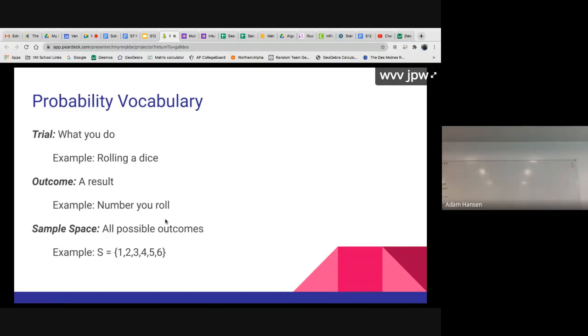All possible outcomes to rolling a dice are what numbers? Play Monopoly, you roll a dice. What are the numbers on a dice? I would have rolled what? You roll a dice, what numbers are on a dice? That's the sample space.